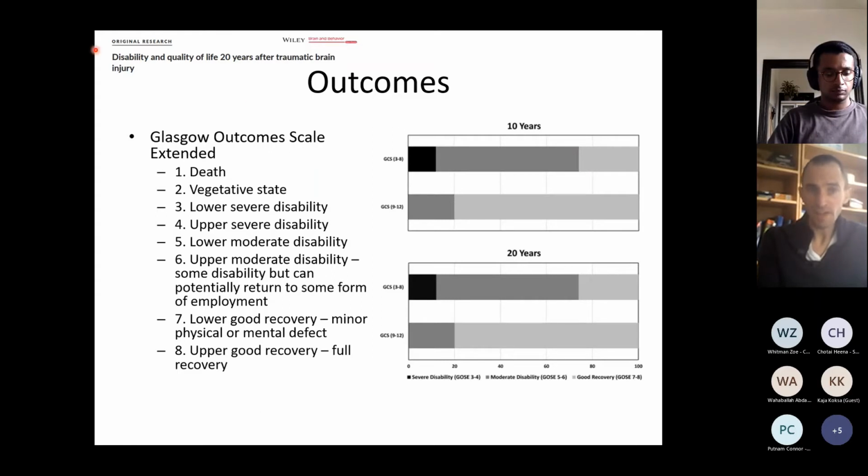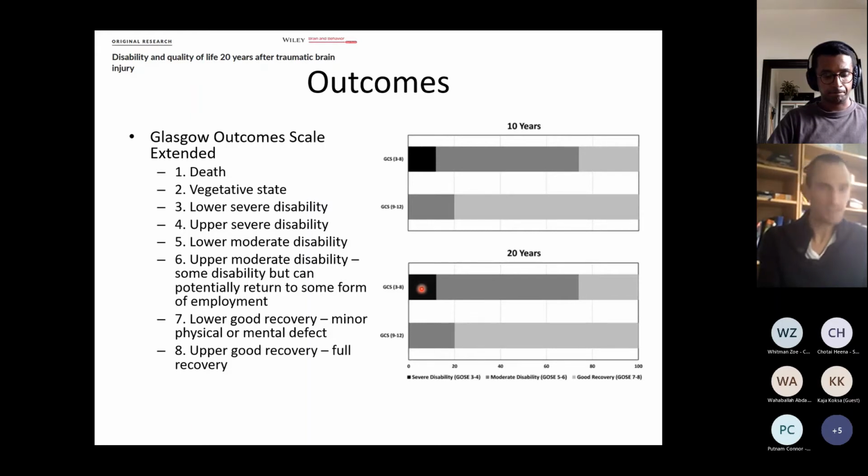So there was a large study looking at how patients do longer term after their traumatic brain injury. And essentially, things like GCS are stable and predictive. So, for example, the black boxes, those that had initial presentation of a severe brain injury with a GCS of less than 8. So it shows the Glasgow Outcome Scale Extended, and those patients who had a poor GCS and a poor outcome scale at 10 years also had similar at 20 years.